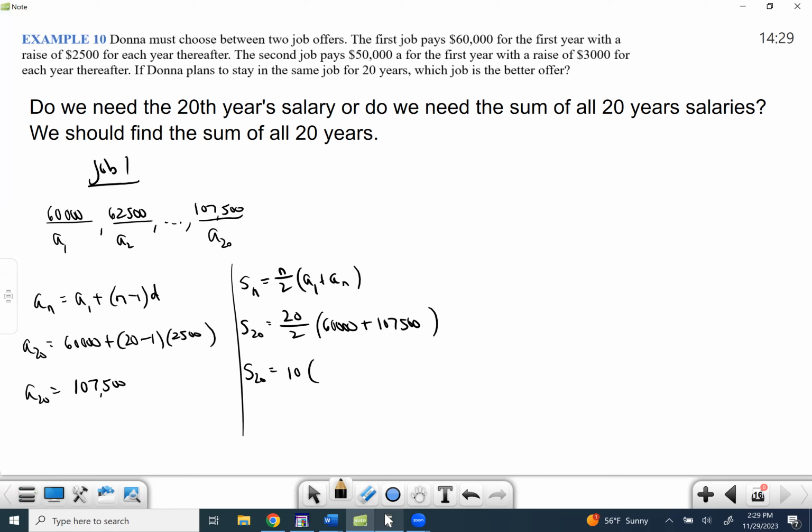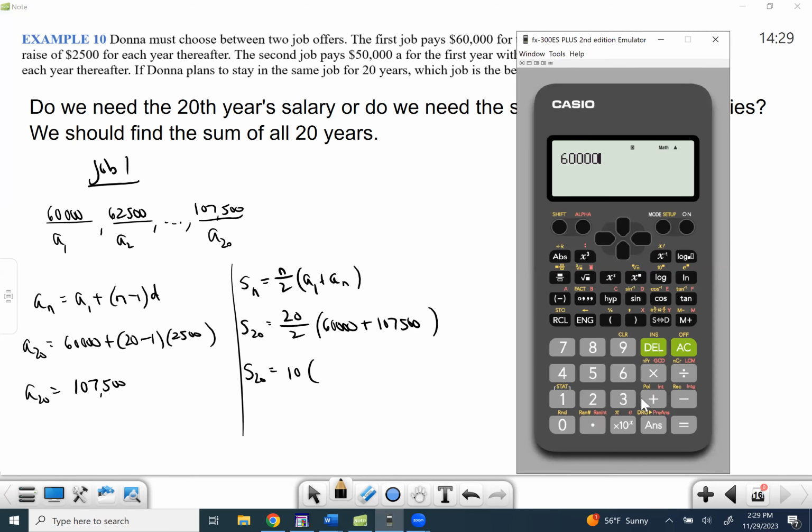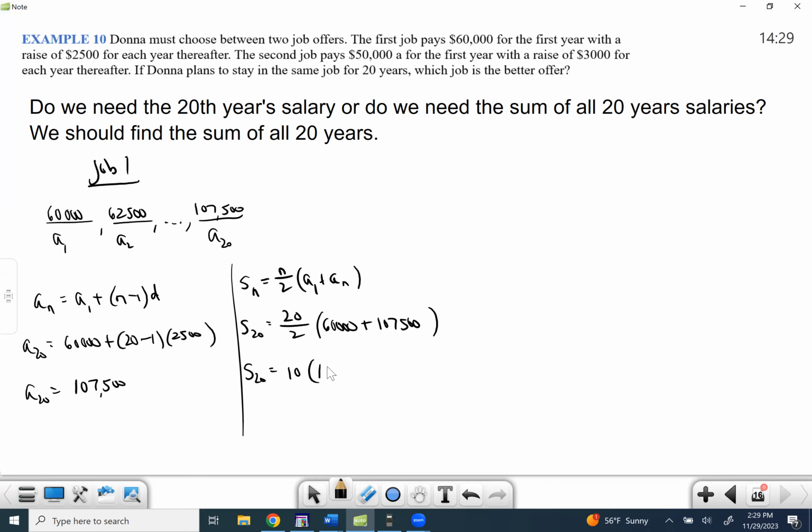So let's see, 60,000 plus 107,500 is going to be, I don't know why I just didn't do that in my head, 167,500. But when you multiply by 10, it's going to tack an extra 0 on. So we are looking at her making 1,675,000 at job 1. Okay, we'd have to do the same exact thing for job 2 now.